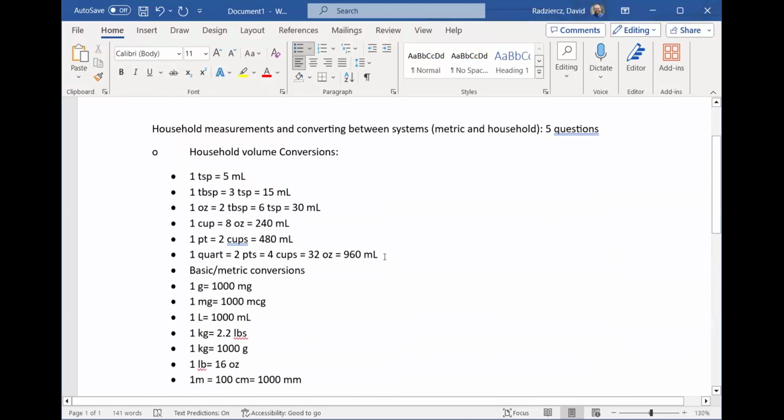Now I will say these here, you may not see too much of. You will definitely see the first 3. Okay.